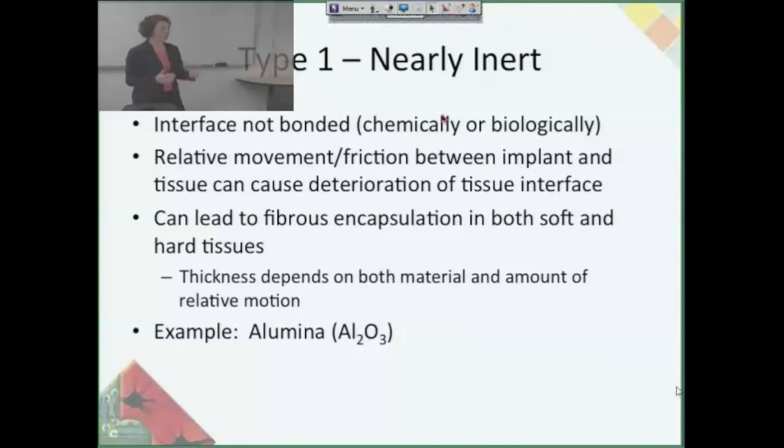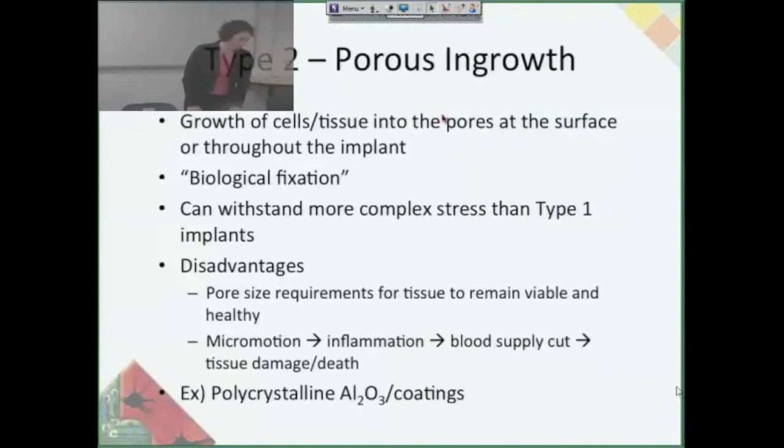So if you have a very dense, non-porous, nearly inert ceramic that's very resistant to wear, that's going to work great in a hip replacement joint or in a knee replacement. Okay? And so an example of that is alumina. A lot of times that is the top of the femoral head and the inside of the cup in a hip replacement. So that's why you would use a type 1 material there.